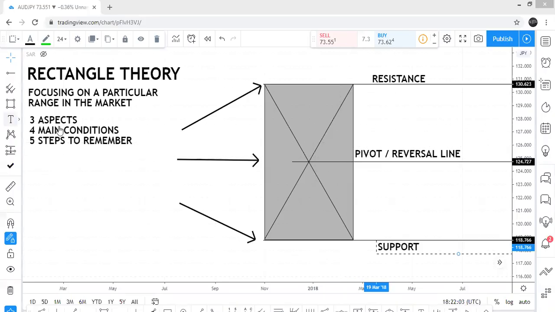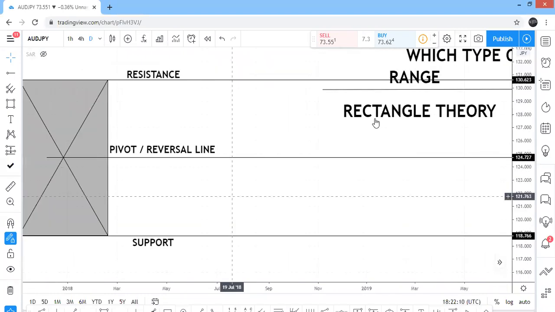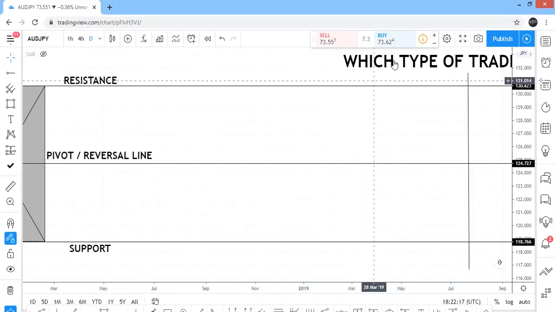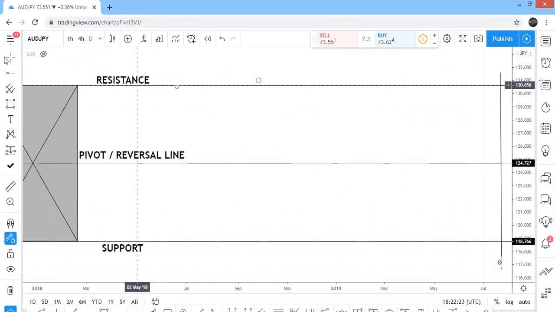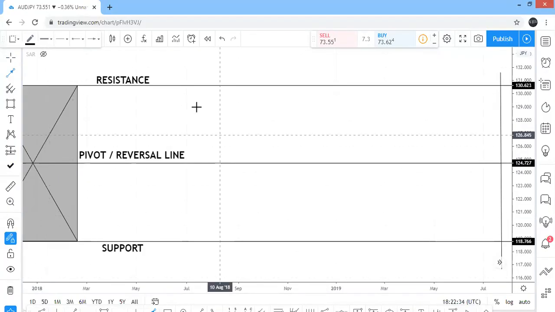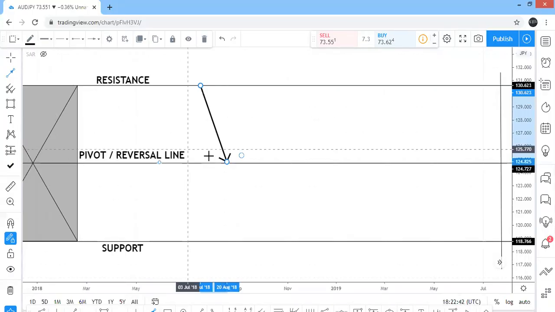All right, so let's go from the 3 aspects to the 4 main conditions so we understand how to trade this well. Let me remove all of this. Now, here is aspect number 1. Now, when we're talking about this arrow that I'm drawing, we're referring to the arrow as price. And these are the 4 main things that you want to be able to look for when you're trading in a range.